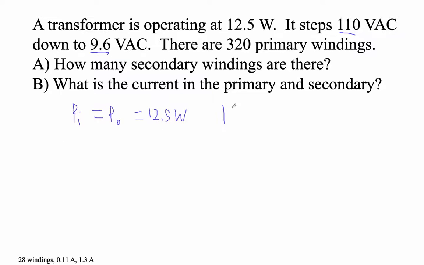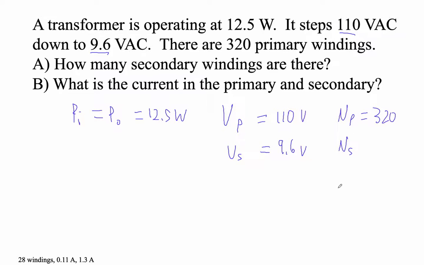V primary is equal to 110. V secondary is equal to 9.6. These are volts. Okay, let's see. 320 primary windings, so NP is equal to 320. And then how many secondary windings are there? We could figure that out, right?